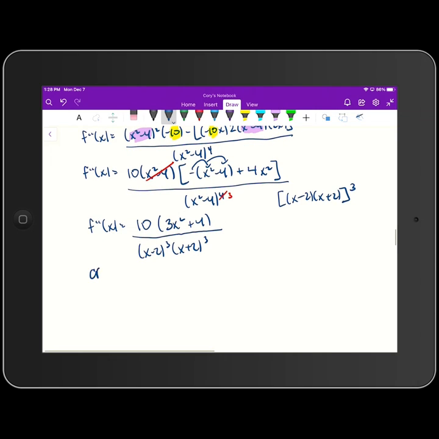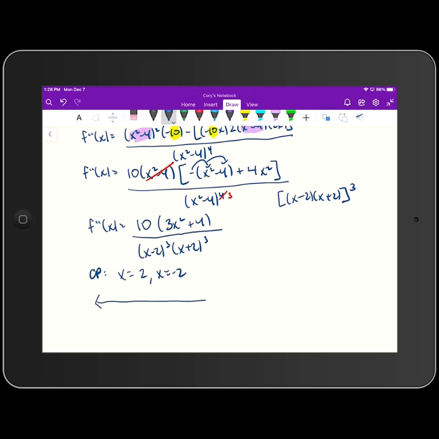Okay, so we want to identify the critical points here. So critical points are where the derivative is equal to 0. So that happens when the numerator is 0. That numerator is never going to be 0. Okay, so we want to find where the second derivative is undefined, and that happens where our denominator is 0, which occurs at x is equal to 2 and x is equal to negative 2.